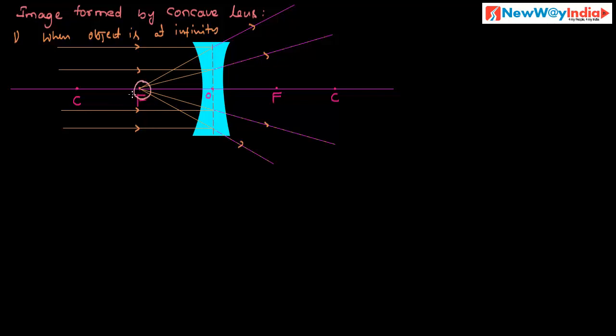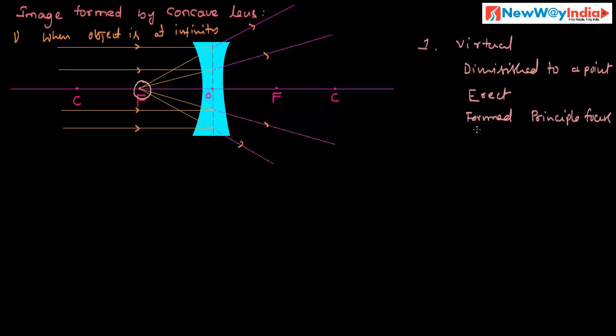Here the image is formed where the diverging lines coincide. At that point, the image is formed. See, what is the nature of your image here? Here, the image is virtual, and diminished to a point. Next, it is erect. Next, where is it formed? It is formed at the principal focus. So these are the characteristics of the image formed by a concave lens when the object is placed at infinity: it is virtual, diminished and erect.